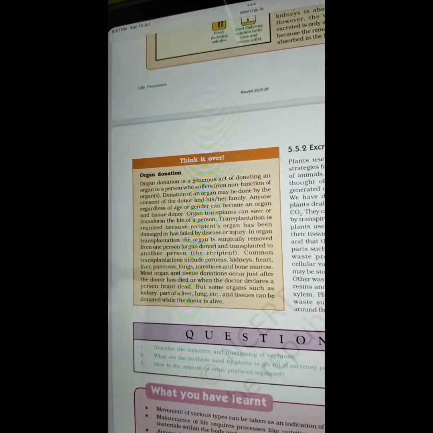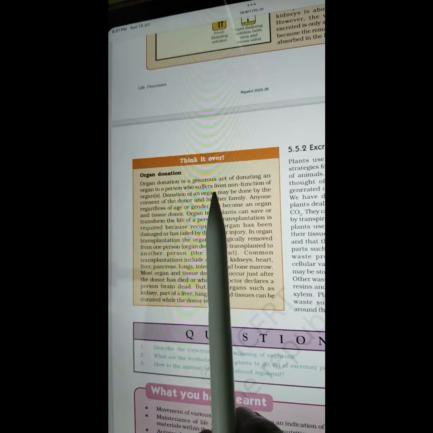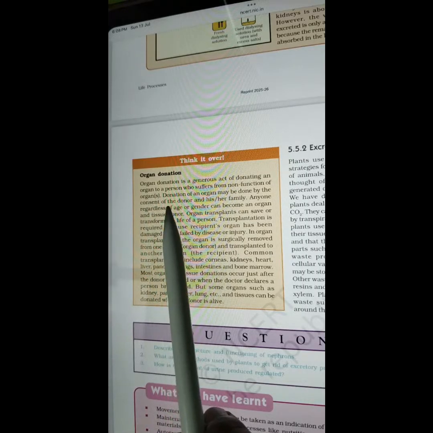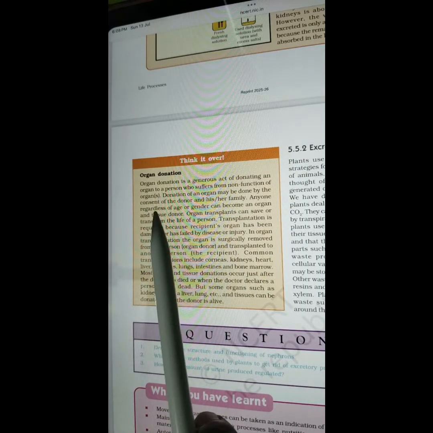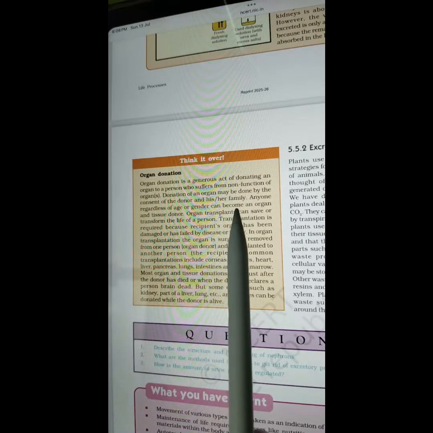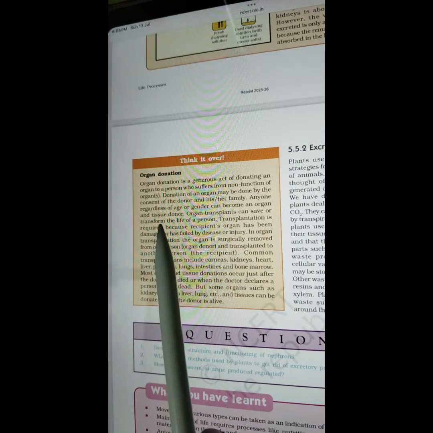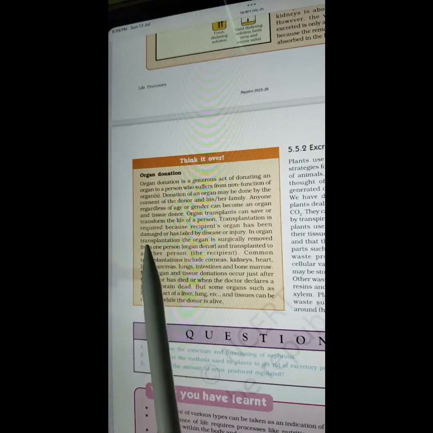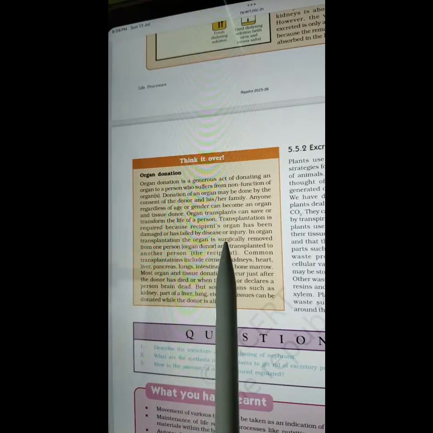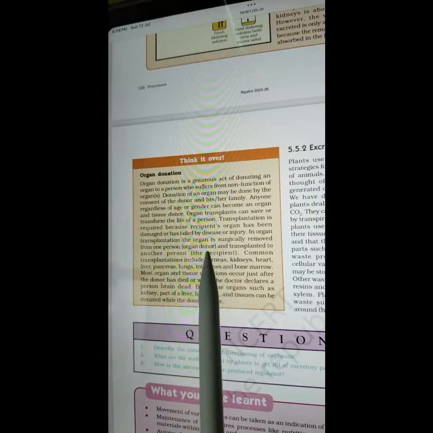Then this block, think it over: organ donation. Organ donation is a generous act of donating an organ to a person who suffers from non-function of an organ or organs. Donation of an organ may be done with the consent of the donor and his or her family. Anyone, regardless of age or gender, can become an organ and tissue donor. Organ transplants can save or transform the life of a person. Transplantation is required because the recipient's organ has been damaged or has failed by disease or injury. In organ transplantation, the organ is surgically removed from one person, the organ donor, and transplanted to another person, the recipient.